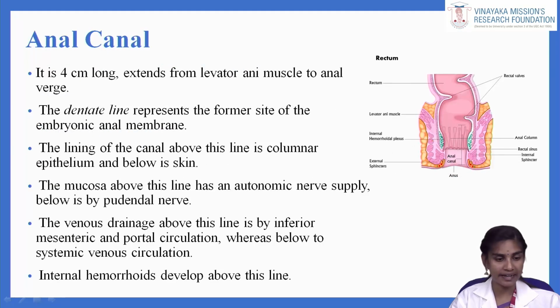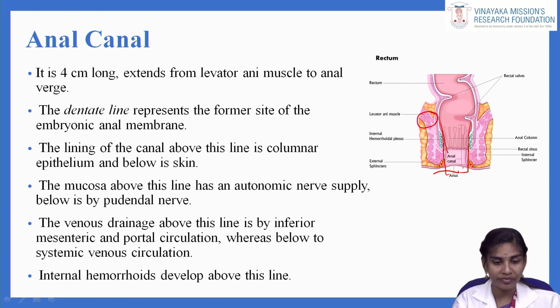Anal canal. Let's see the anal canal. The anal canal is 4 cm long. It extends from the levator ani muscle to the anal verge. The dentate line represents the former site of the embryonic anal membrane. The lining of the canal above this line is columnar epithelium and below it is skin. This is the anal canal.